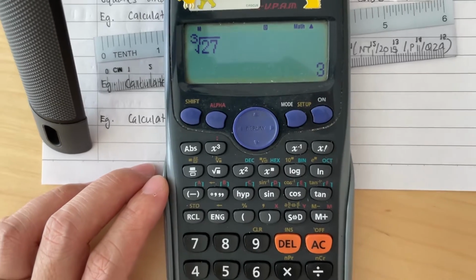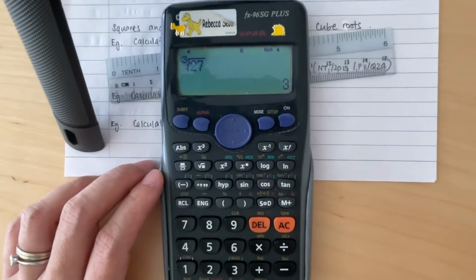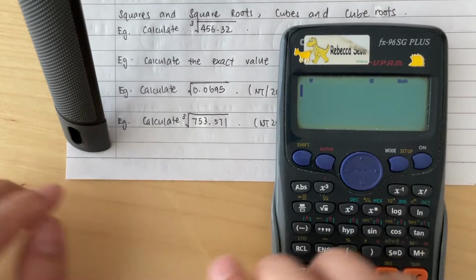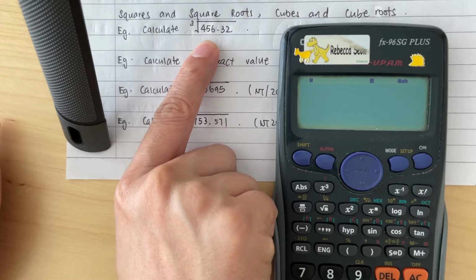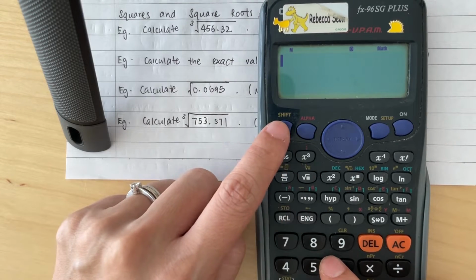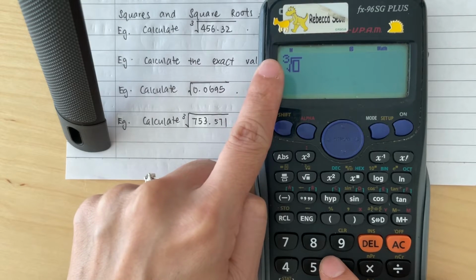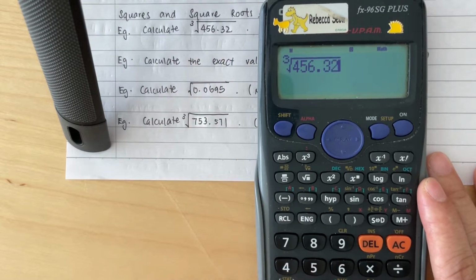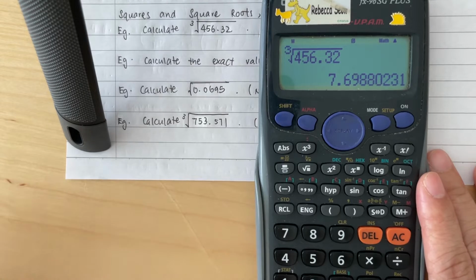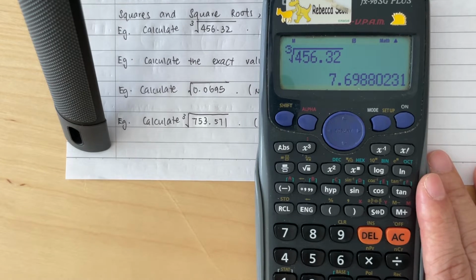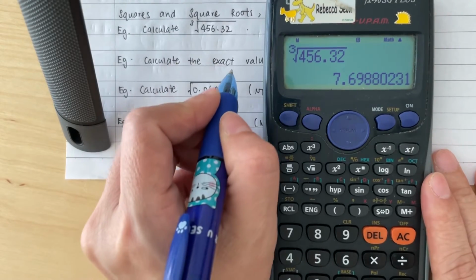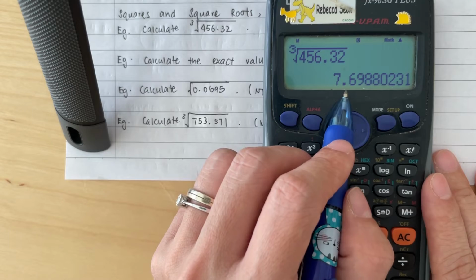So let's take a look at some questions that involve the use of a calculator and require us to use square roots, cubes, and cube roots. So let's see. Calculate the cube root of 456.32. Here we want to calculate a cube root. Just to recall, we press shift, square root button, and the cube root appears. Then we type out 456.32, equal sign, and we will get our answer there. Most of the time when it's like this, we will have to leave our answer to 3 significant figures, or as otherwise stated in the question. So let me put down the answer first. In 3 significant figures, it will be 7.70.